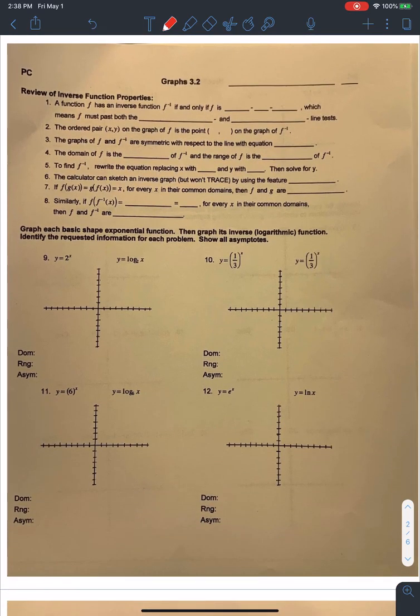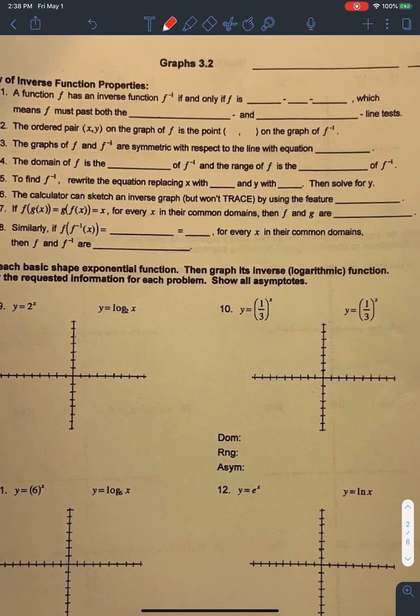So looking at this, we're going to fill in these blanks. It says a function f has an inverse if and only if f is 1 to 1. It has to be 1 to 1 or this doesn't work. It means f will pass, oops, little typo there, will pass both the horizontal and vertical line tests. If it doesn't pass both, it's not going to have an inverse.